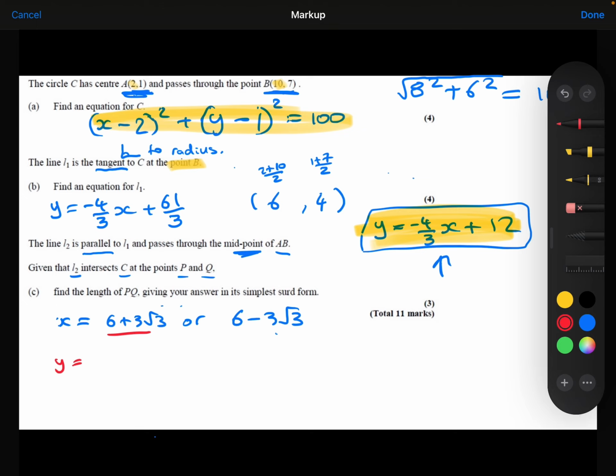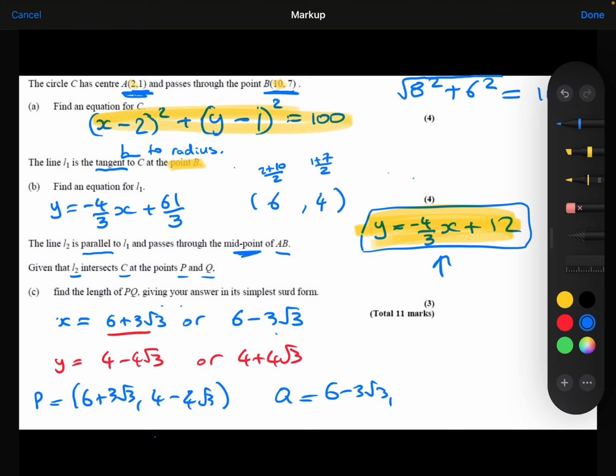So the 6 plus 3 root 3, and then we'll add the 12. We get y is 4 minus 4 root 3. And if we do exactly the same thing now with the negative, we get 4 plus 4 root 3. So we have worked out that point P is the coordinate 6 plus 3 root 3, 4 minus 4 root 3. And the point Q is 6 minus 3 root 3, 4 plus 4 root 3.